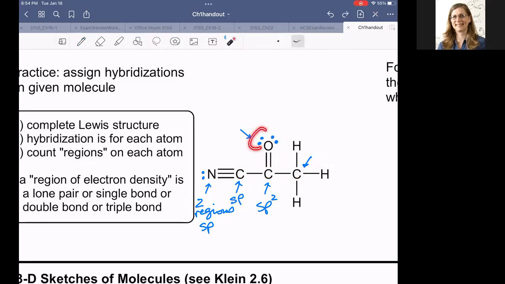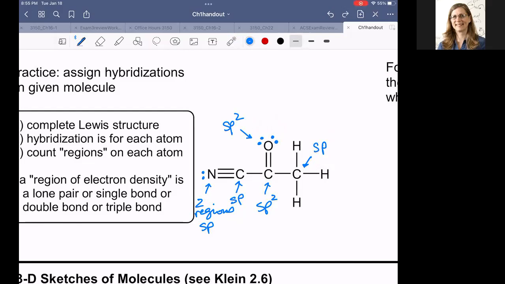That top oxygen has 1, 2, 3, or what do you think? Should we count the two lone pairs together? Or do you think they want to be as far apart from each other as possible? That sounds about right. Yeah, so each lone pair is its own region of electron density. So this oxygen is also sp2. And then finally, the last carbon atom has now four single bonds, four regions. So is that sp4? There's no such thing as sp4.